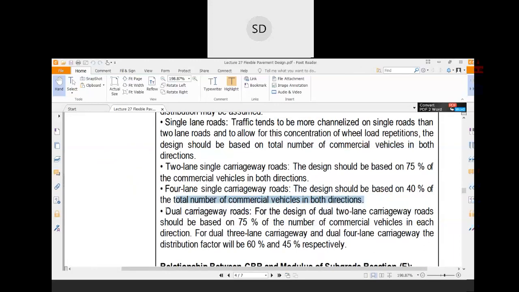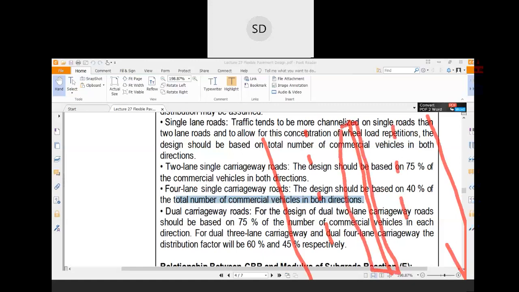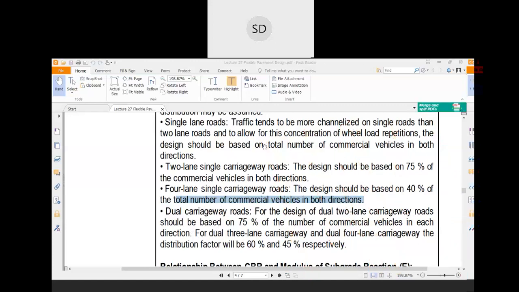And for the dual carriageway roads, it would be divided like that. For the dual carriageway road, the design should be based on 75% of the number of commercial vehicles in each direction. For dual three-lane carriageway and dual four-lane carriageway, the distribution factor will be 60% and 45% respectively.